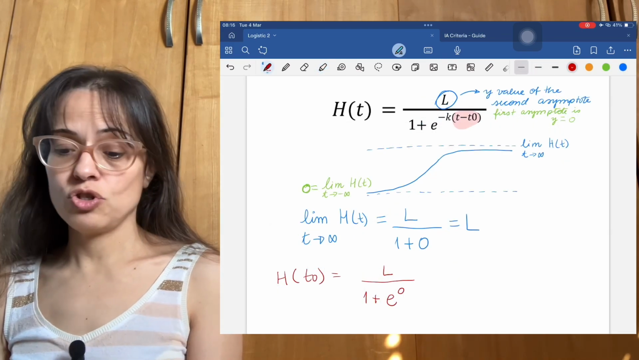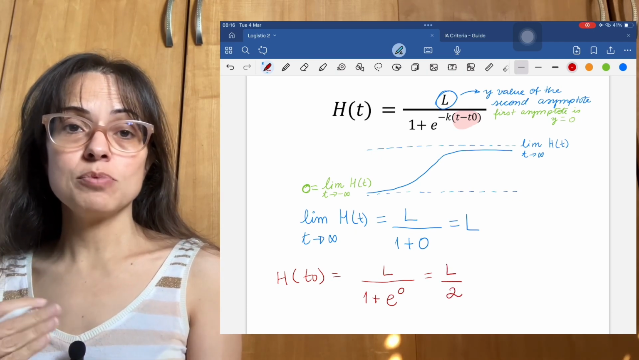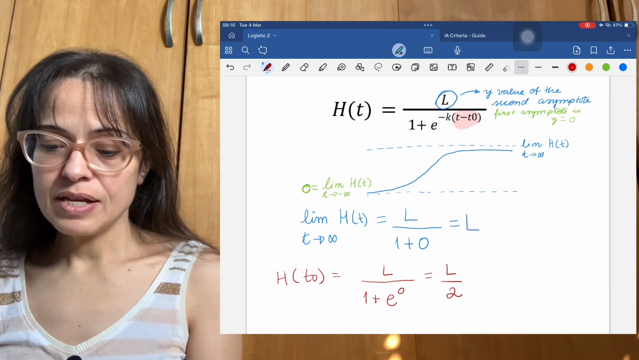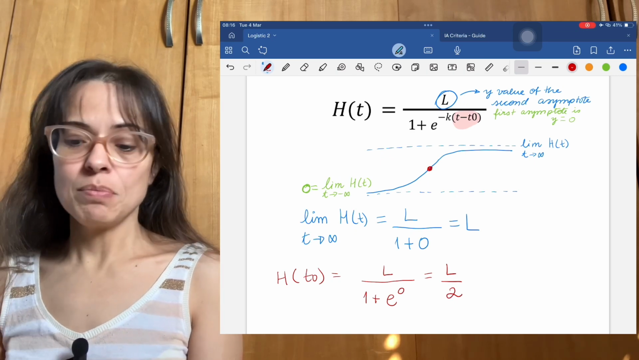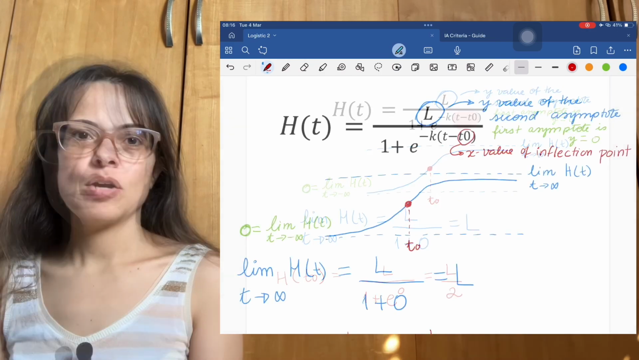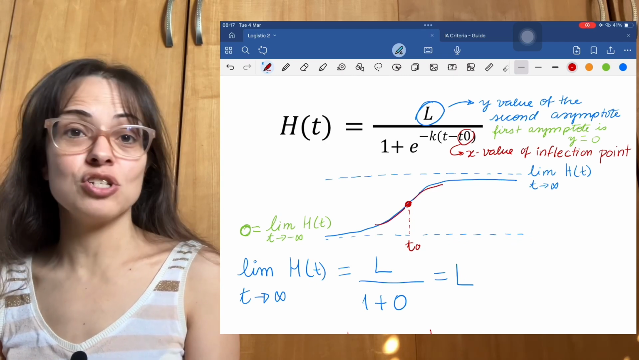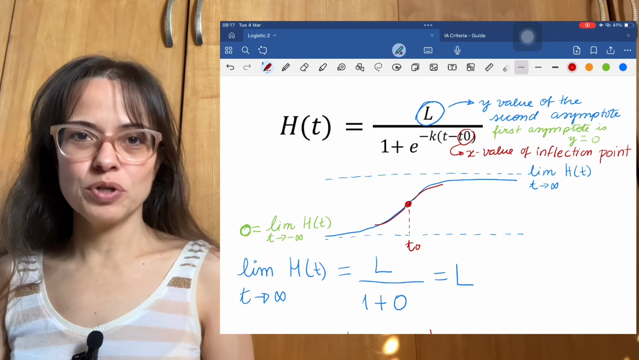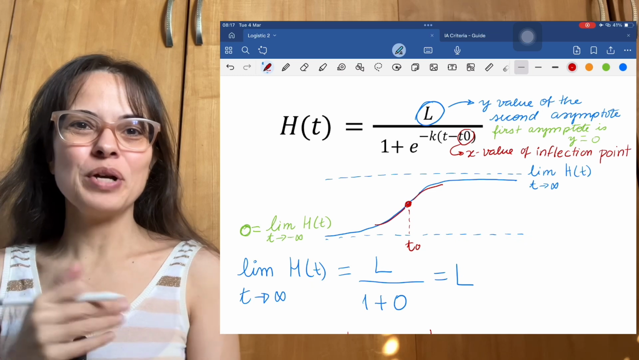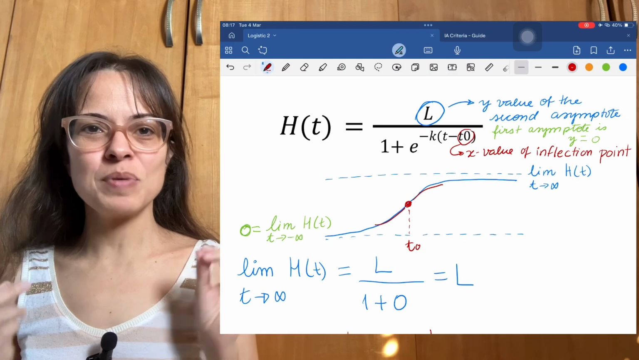E to the power of 0 is just 1, right? So we're talking about L over 2. The function has two asymptotes, one at 0 and one at L. So L over 2 is in the middle. It is this point here where the symmetry is, and the x value of that point is t0. I wrote down x value of the inflection point because that's where it is. It is a point when the thing changes concavity. And it's always nice to have a proper word to write down to refer to things, right? It's much better than writing down what I just said, which is the point where the symmetry is. It sounds very vague.